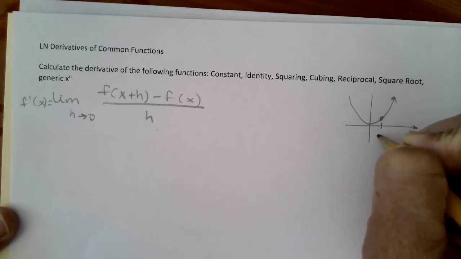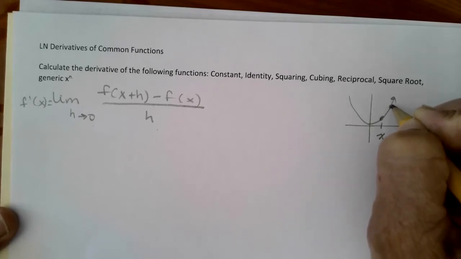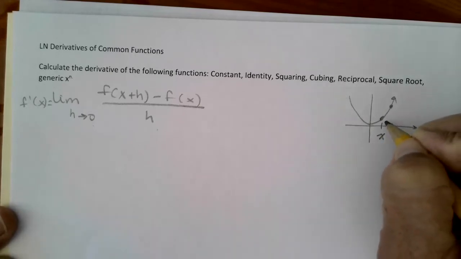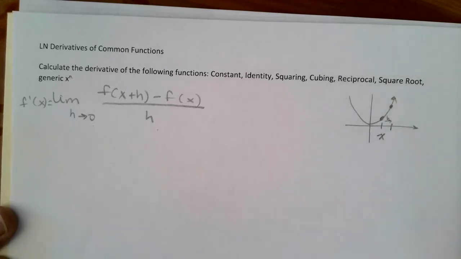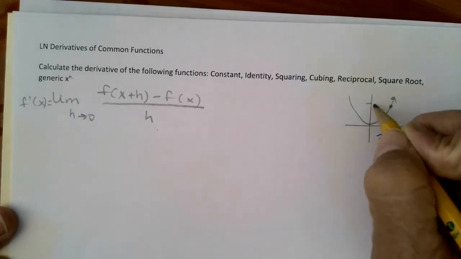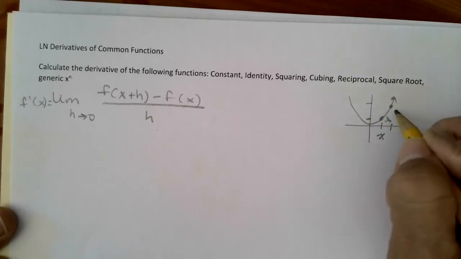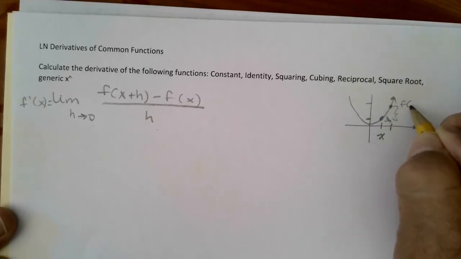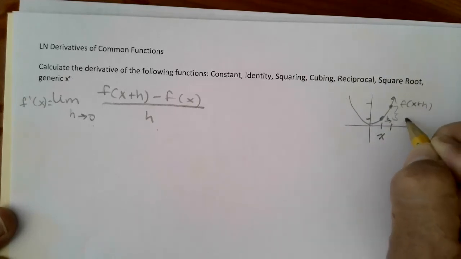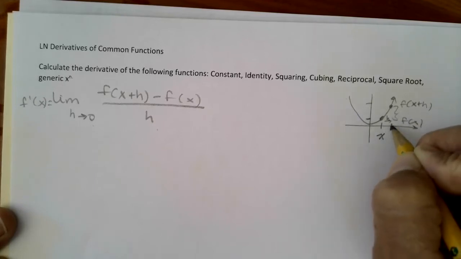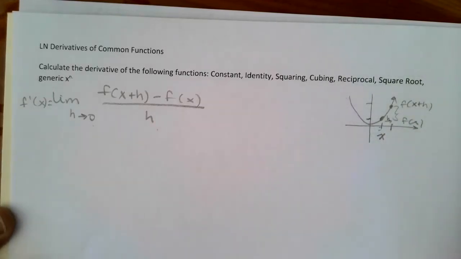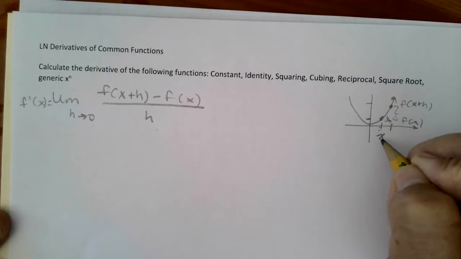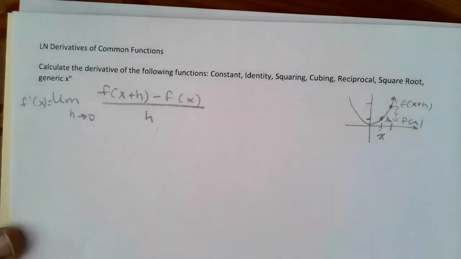The idea is, for some value x, you go out a little bit, h, from that, and then for the slope of the secant line, you find your change in y value, f of x plus h minus f of x, and then the change in x value. So that is h: between x and x plus h, the difference is h.